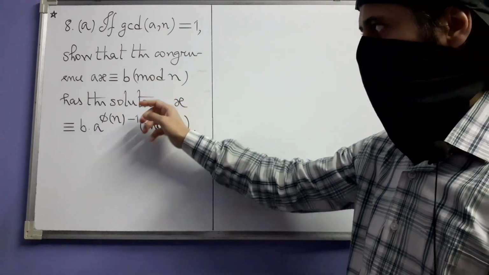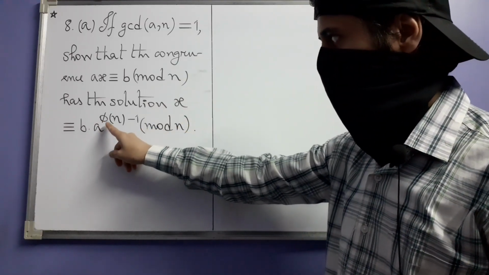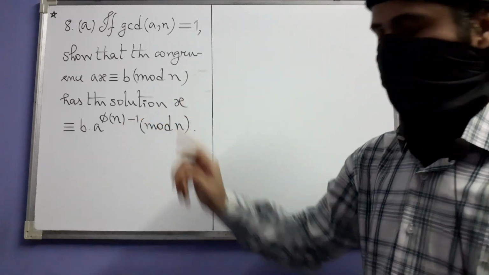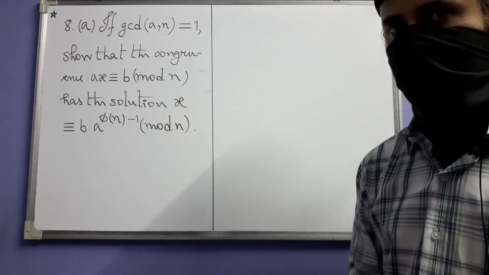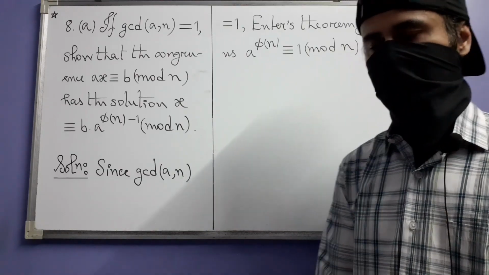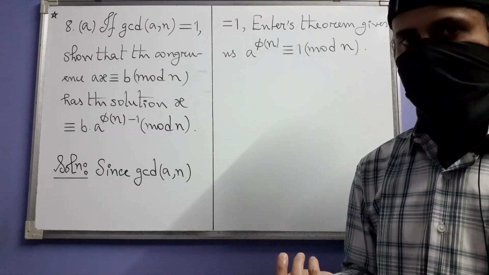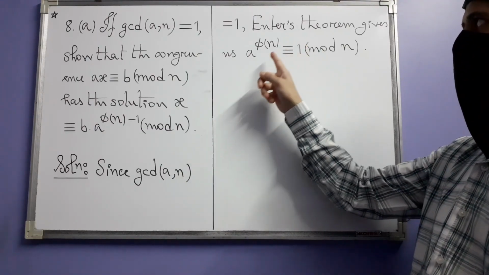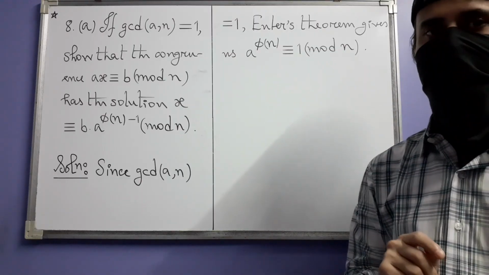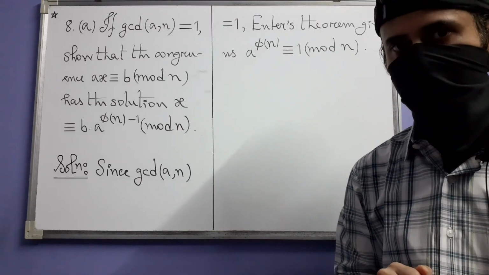modulo n, is this: x congruent to b times a to the power phi of n minus 1 mod n. B of course is some integer. The solution is almost trivial. So a and n are relatively prime and you know what to do next. Because of this condition, Euler's theorem immediately gives you this congruence. A to the power phi of n is congruent to 1 modulo n.